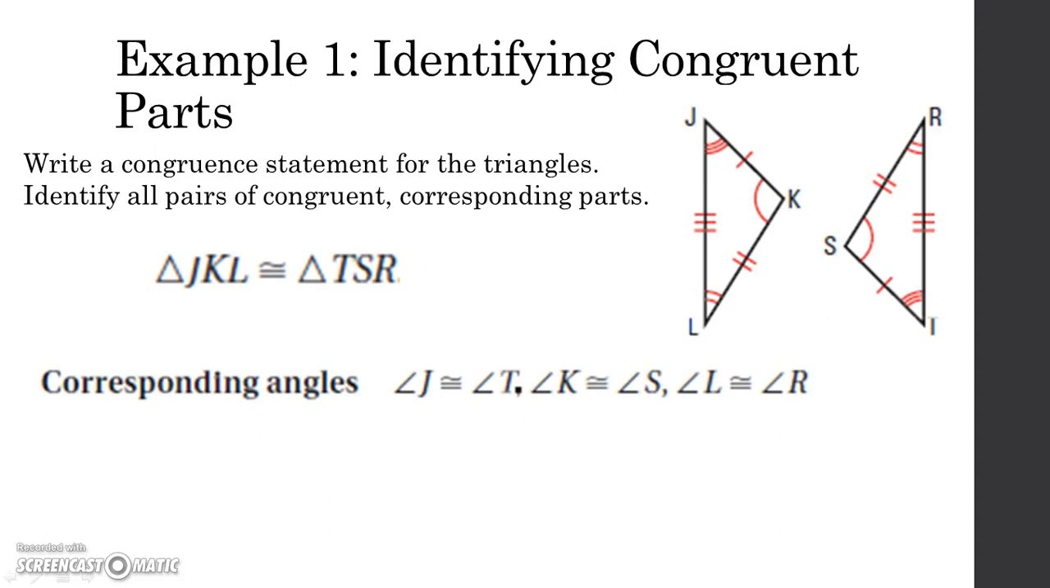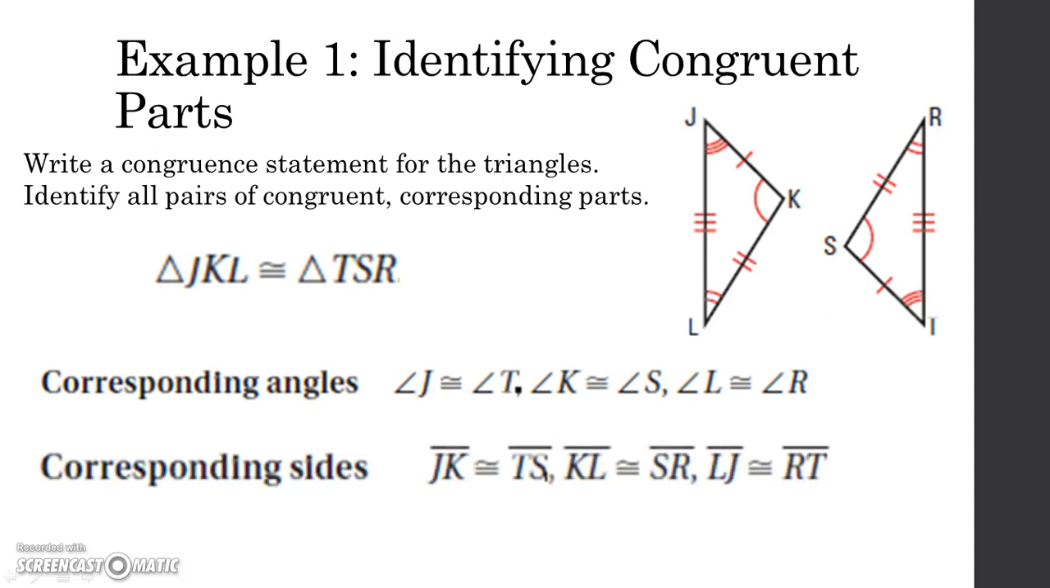To find the congruent sides, you just take the first two letters, JK and TS, then the second two letters, KL and SR, and then the first and the last, JL and TR, and those are congruent. Just make sure you follow the same pattern. So if you go 1, 2, then you go 1, 2 for the other one.